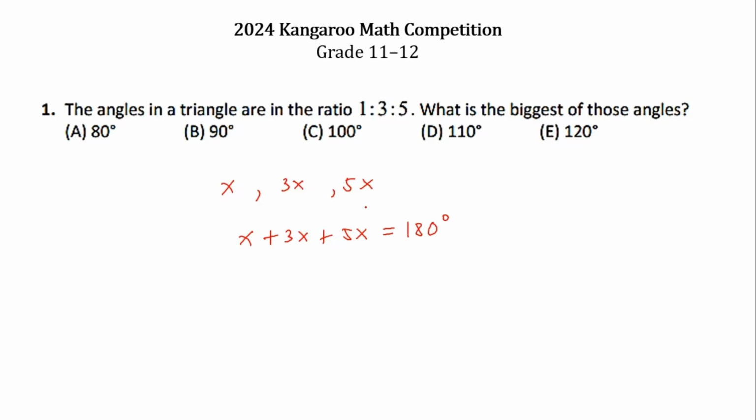Summing up the terms in the left hand side, we have 9x equals 180 degrees. Dividing both sides by 9, x must be equal to 20 degrees. Now we want the biggest angle, so we substitute x equals 20 in the term 5x. So 5x equals 5 times 20 degrees equals 100 degrees. Okay, so the answer is option C.